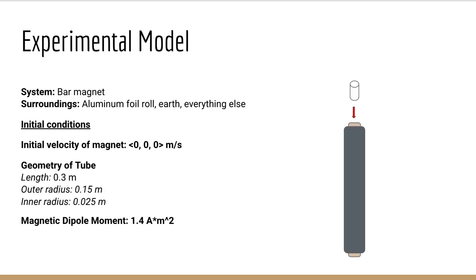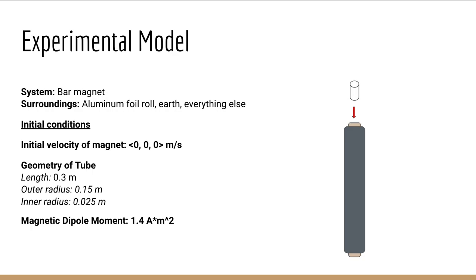For the experimental model, there's a drawing on the right, and the system is going to be the bar magnet, and the surroundings are the aluminum foil roll, Earth, and everything else. For the initial conditions, the initial velocity of the magnet was from rest, so 0 meters per second.